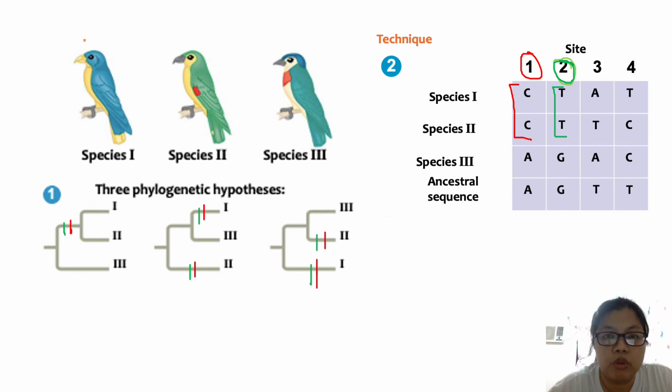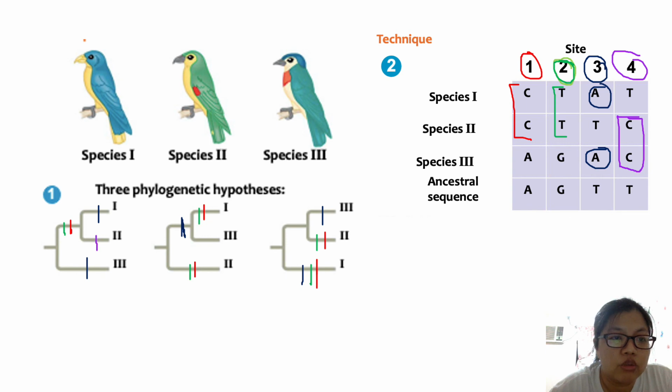Okay, next, let's have the blue for the site 3. So, ito ng ating ancestral sequence. So, ang merong change ay itong si species 3 and species 1. So, dito sa 1 and 3, nagkaroon ng change. Dito naman, nagkaroon tayo ng 1 and 3. So, malamang dito yung they share the change kasi. So, dito nagkaroon ng change. And then, dito naman, 1 and 3. Okay. Lastly, we'll use the purple. So, the change happened in species 3 and 2. And then, this will be 3 and 2.